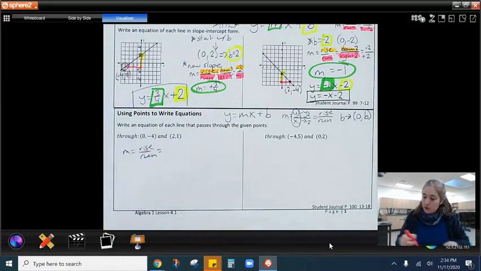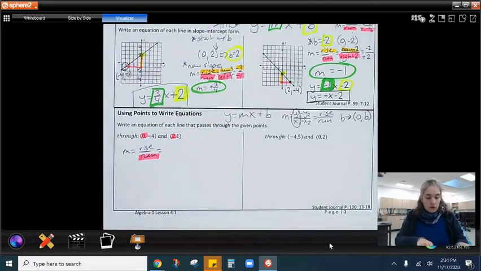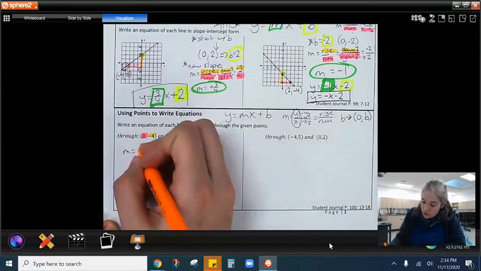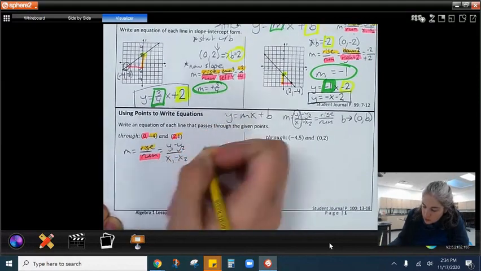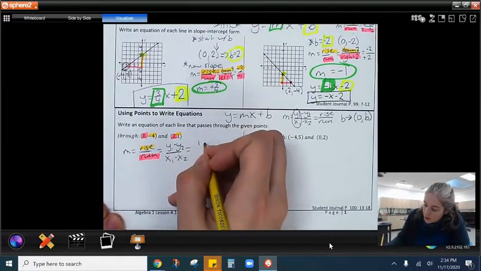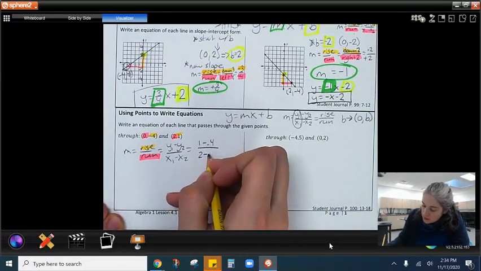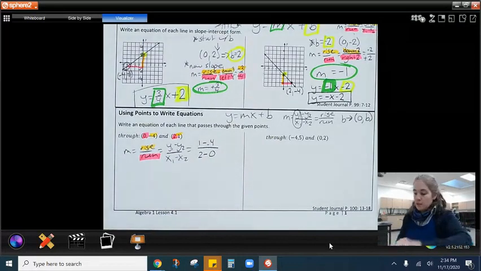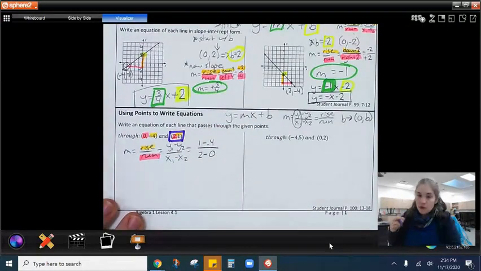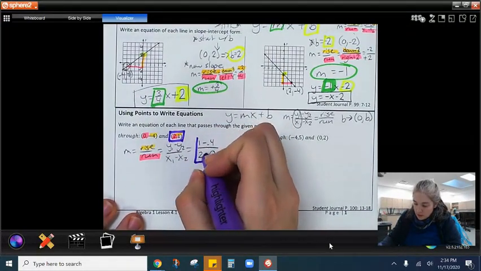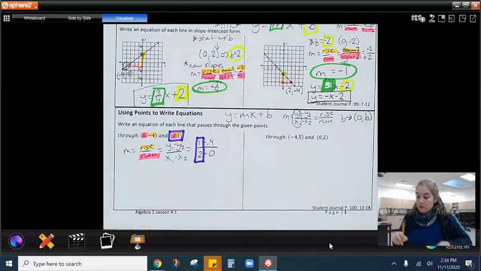I'm going to do my x's in pink, and I'm going to do my y's in orange. So y1 minus y2 over x1 minus x2. We have 1 minus -4 over 2 minus 0. And again, this is what I'm talking about. So this point right here, those two numbers are together, so they should be vertically on top of each other. Hey, look at that. 1 and 2 are vertically on top of each other. And we do want the y on top, so that looks great.